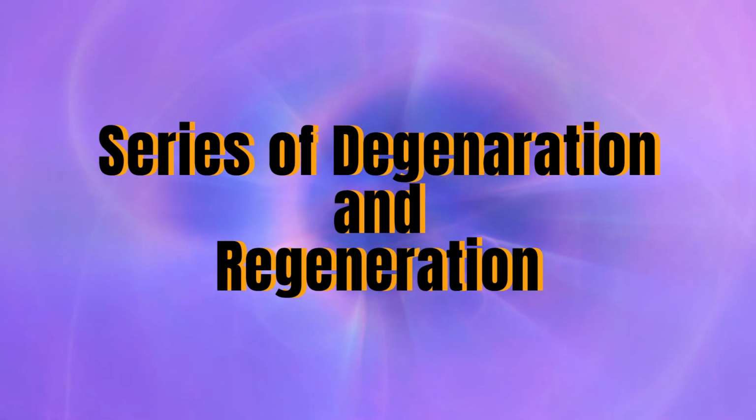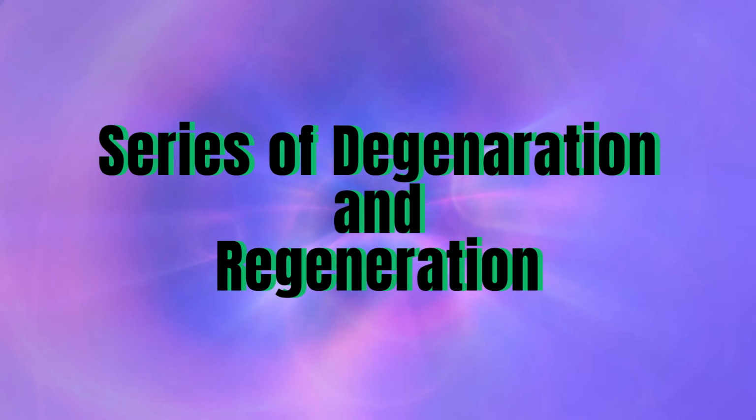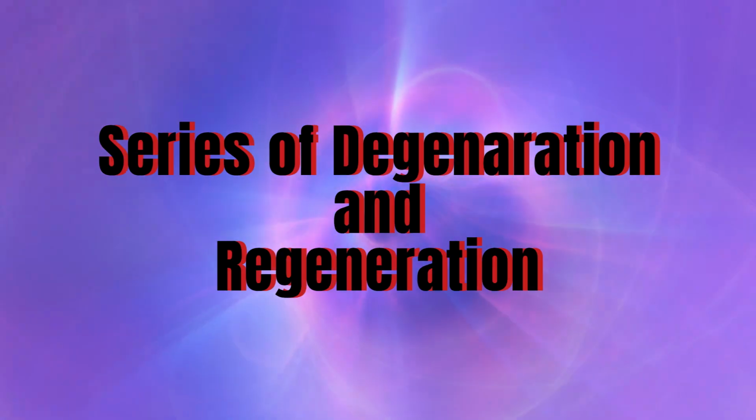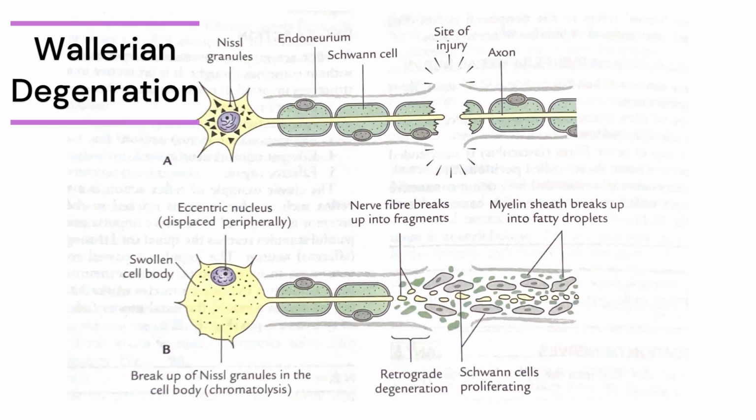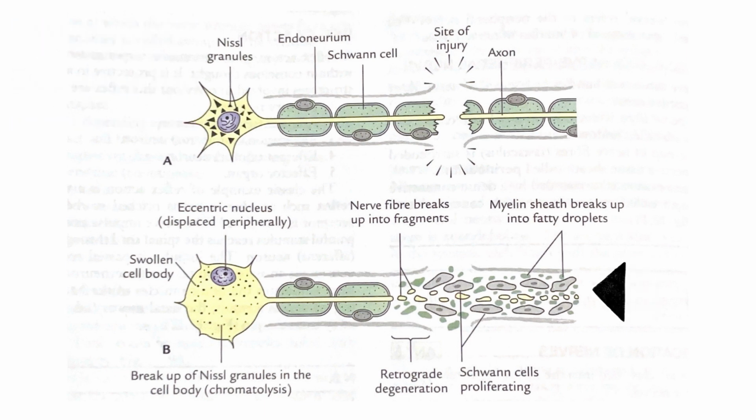When a nerve is cut, a series of degenerative and regenerative changes follows. Degeneration. When the nerve fiber is cut, the distal segment of the axon, which is severed from the cell body, degenerates. This is called Wallerian degeneration. There is complete fragmentation of nerve fiber, including its myelin sheath. However, myelin producing sheath cells, Schwann cells, survive.